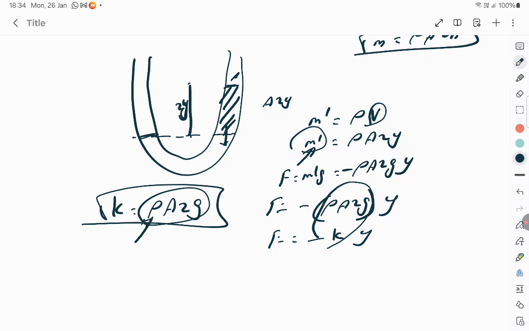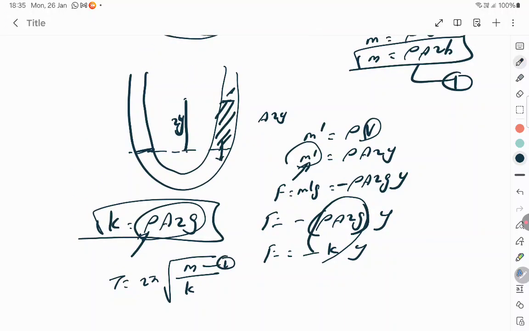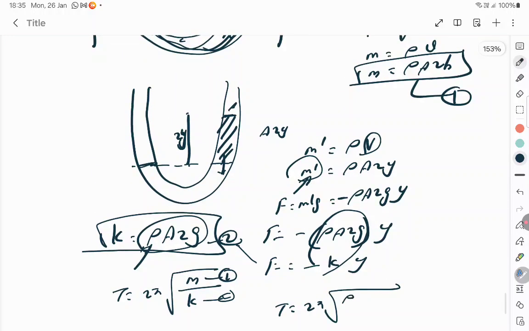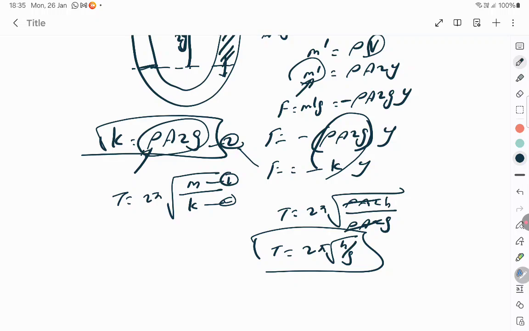Okay, so you find your k, then immediately they ask you for the time period. Time period is 2 pi into root of m by k, where this is your original m, which is equation 1, which has to be substituted here, and this is your final k, which has to be substituted at the bottom. So substituting that, you get 2 pi into root of m, which is rho A 2h, by k, which is rho A 2g. Rho A 2 get cancelled, so 2 pi into root of h by g is the formula for time period that you get in the case of the mercury column.